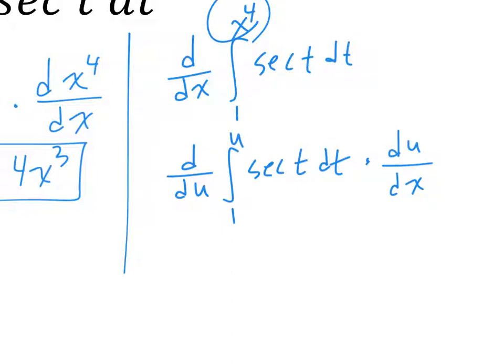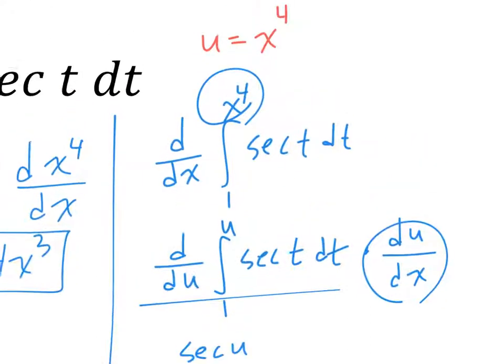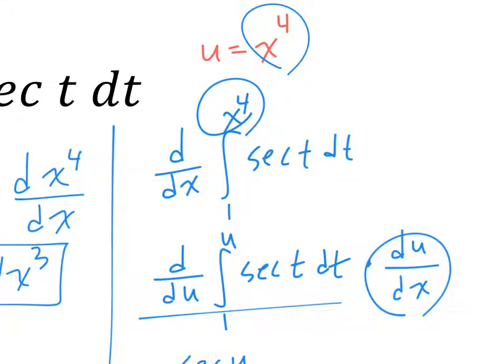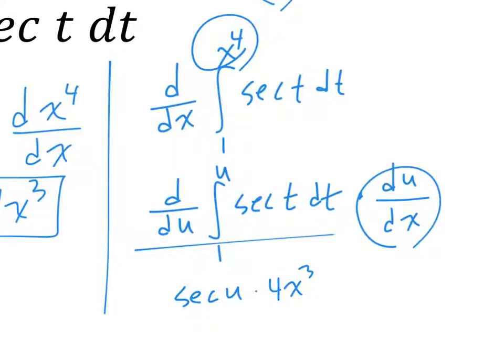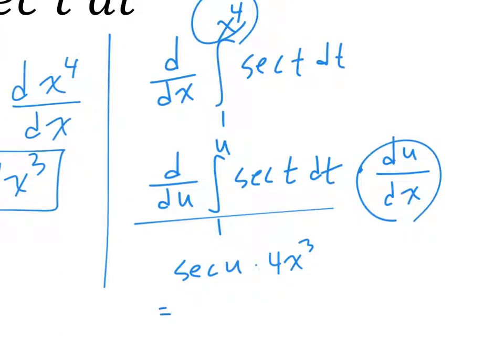So this becomes d/du, and this part we know is just secant u. Times du/dx, well, u is just x to the fourth, so du/dx is just 4x cubed, and we substitute that back in. So secant of x to the fourth, times 4x cubed. Make sense?